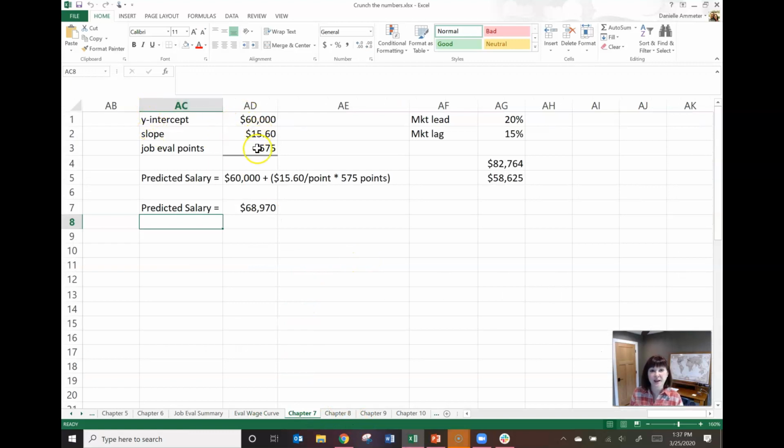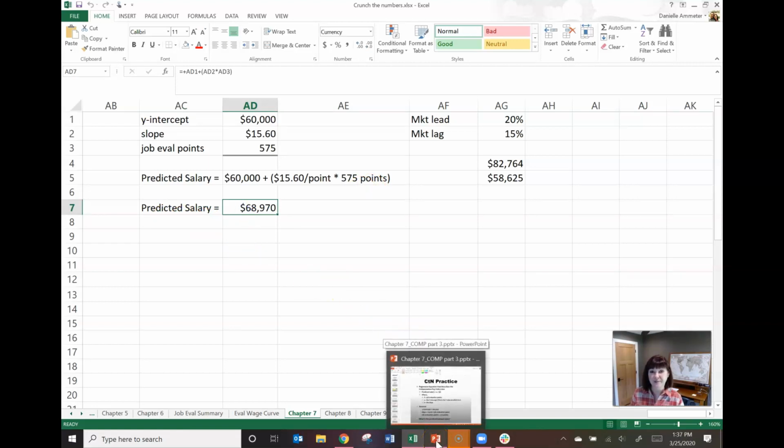So this is the data, and this is our formula. Predicted salary equals $60,000 plus $15.60 per point times 575 points. Our predicted salary then is $68,970.